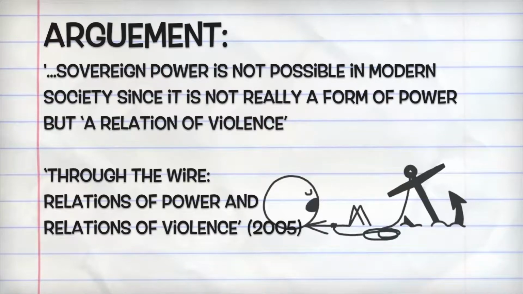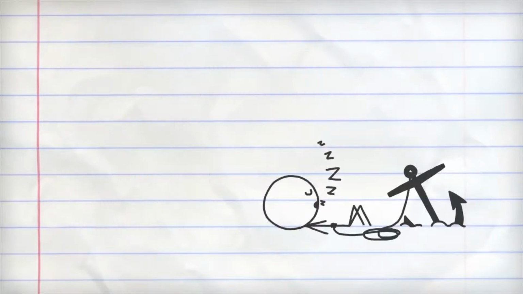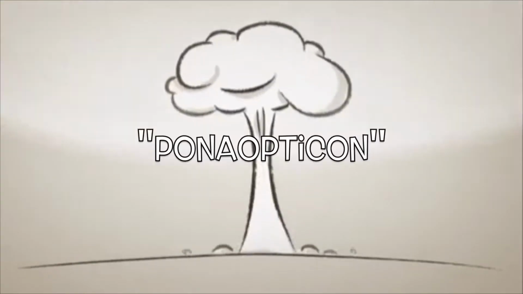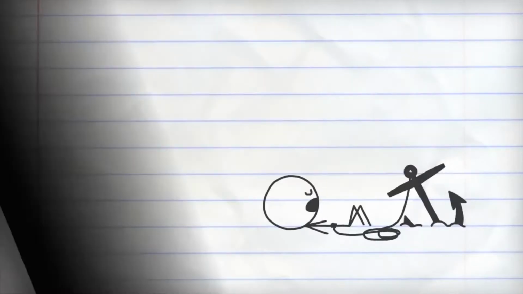However, there are still arguments based on the sovereign power. People claim that it is not possible in a modern society, as it is not really a form of power, but it is a relation of violence. So, this is the reason why the Panopticon was formed nowadays.